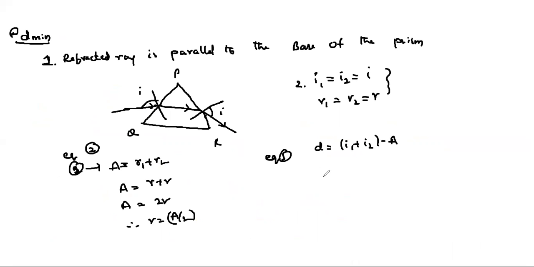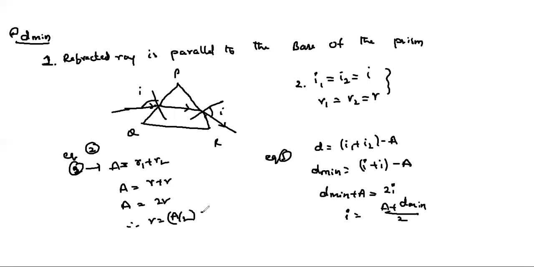At the D minimum condition I am substituting: in place of D I will write D minimum, and in place of I1 and I2 I will write I plus I, minus A. Now D minimum plus A is equal to 2I. From this, I can be written as (A plus D minimum) divided by 2. Let us take this equation as 4 and this equation as 5.